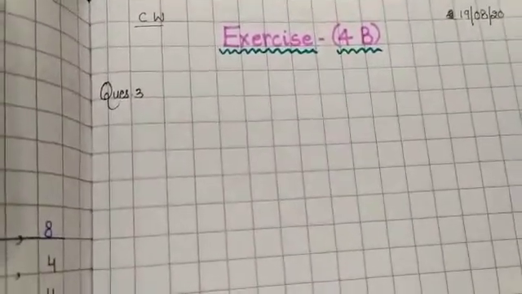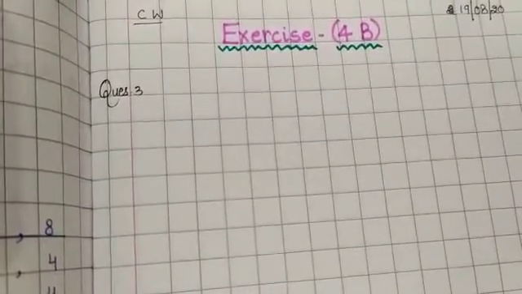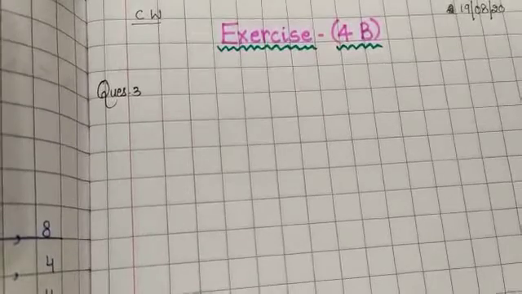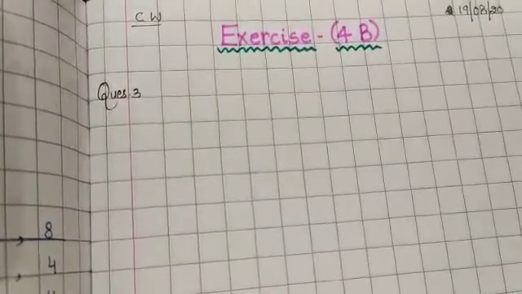So, this is your maths period. Take out your maths notebook and write down today's date, which is 19th of August 2020. Then write down classwork and write down the heading exercise 4B.